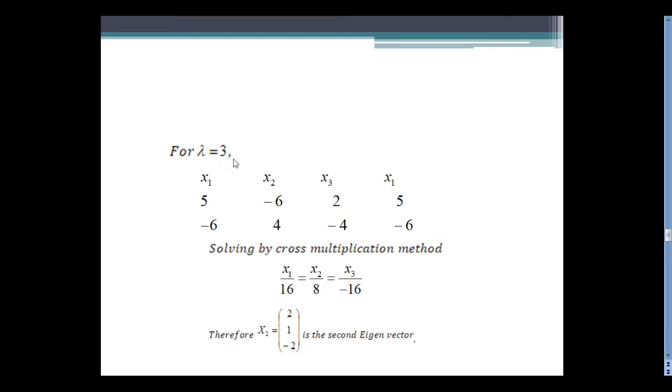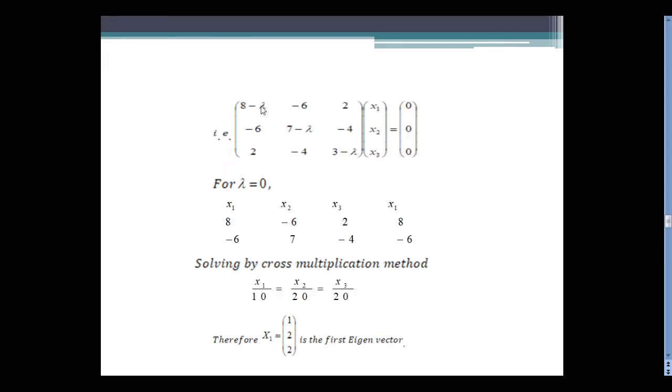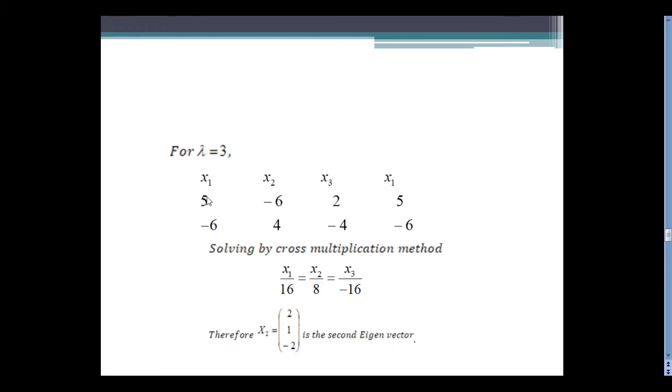Then for lambda equal to 3. So in this equation put lambda equal to 3. We will get 5 minus 6, 2 minus 6. Here 3 means 4 minus 4. So again the first two equations are different. I can take 1 and 2 for cross multiplication. So I have taken x1 5, minus 6, x2 minus 6, 4, x3 2, 4. Again write x1 5 and minus 6.